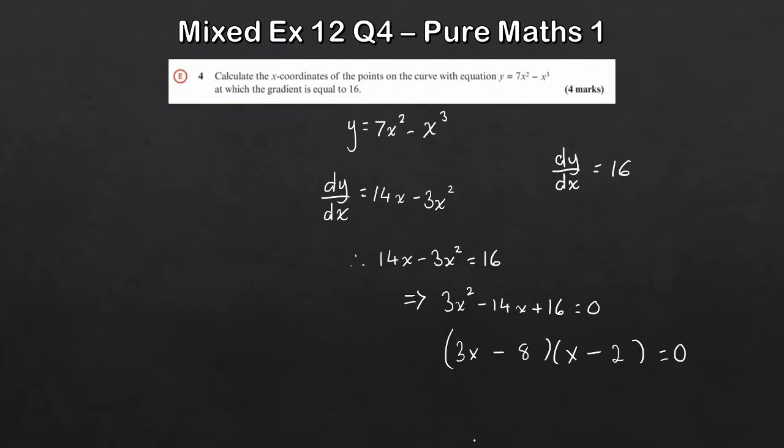At this point now we can work out the x values, so the x coordinates. That means 3x minus 8 is equal to 0, which means 3x is equal to 8, which means x is equal to 8 over 3. And then similarly, with this one here, x minus 2 is equal to 0. That means x would be equal to 2. And that's it. So 4 marks for that.